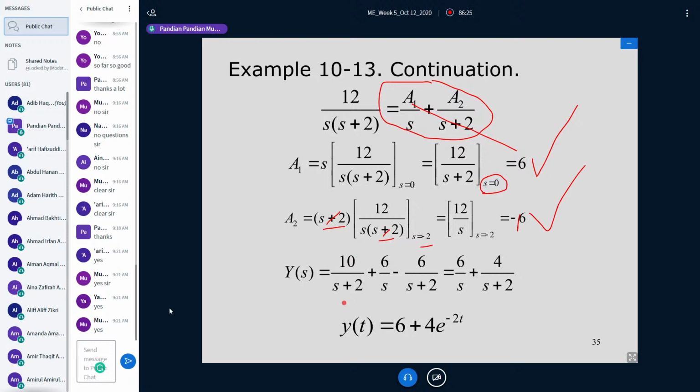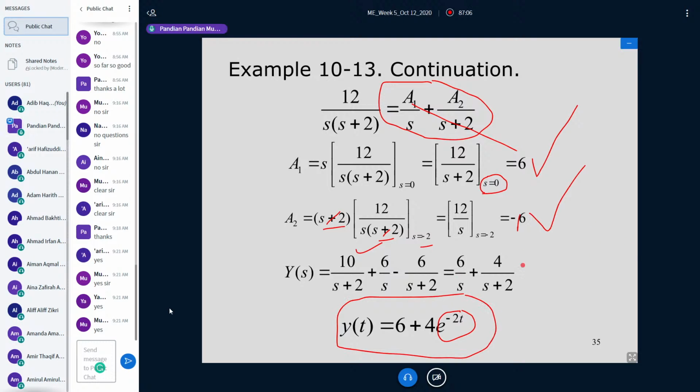So you have Y(s) equals 10 over s plus 2. This one we already did: 6 over s minus 6 over s plus 2. So 6 over s, and this 10 minus 6 is 4, so 4 over s plus 2. The inverse Laplace of 6 over s: the inverse Laplace of 1 over s is t to the power 0, which is 1. So 6 multiplied by 1 is 6, plus 4 times the inverse Laplace of 1 over s minus a, where a is minus 2, so e to the power minus 2t. So this is your final answer.